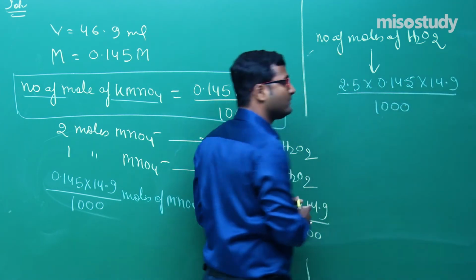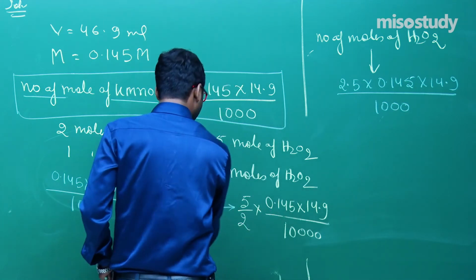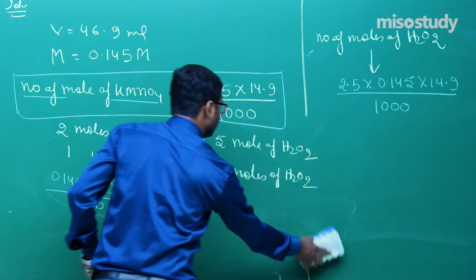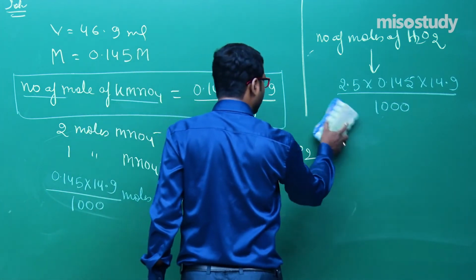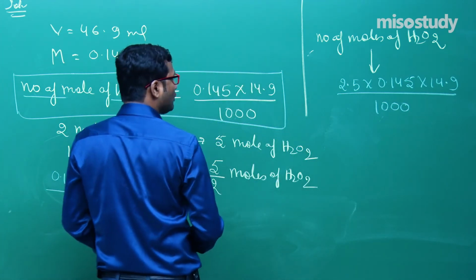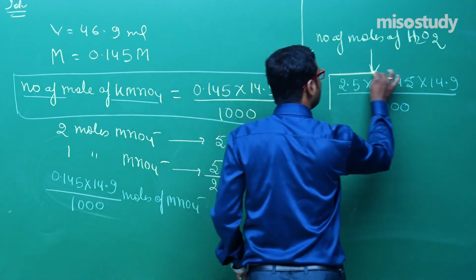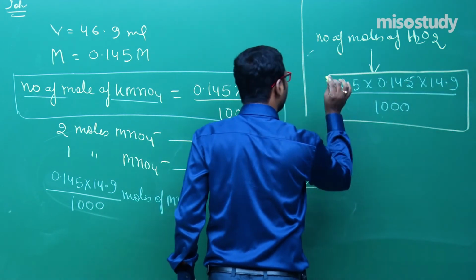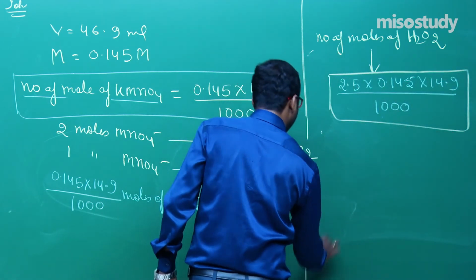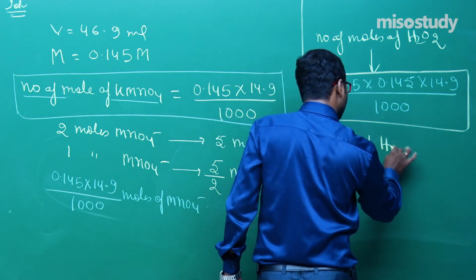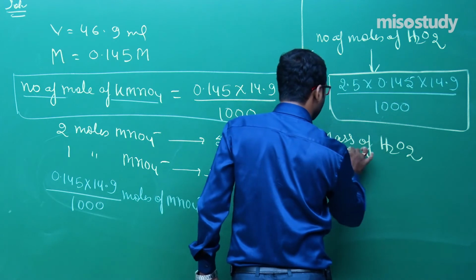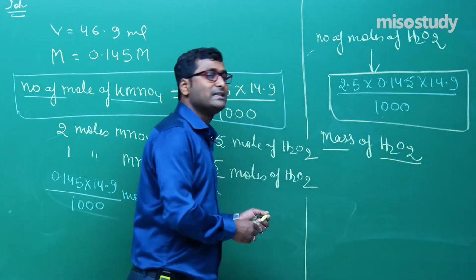This is complete. Is it visible to you? Now I am writing this data here. Here is the data, number of moles of H2O2. Clear to you? I think it is visible to you. So this is the number of moles of H2O2. Now what will happen? Now what is the mass of H2O2? As we know, molecular mass of H2O2 is 34.